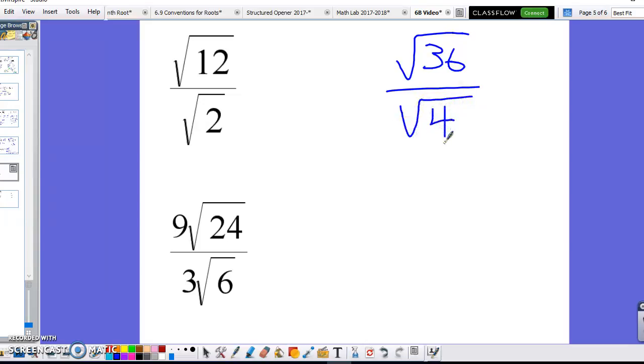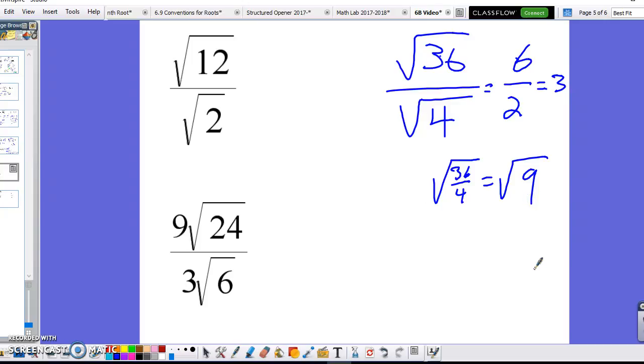Let's do this. Square root of 36 divided by the square root of 4, which is 6 divided by 2, which is 3. Right? Square root of 36, square root of 4, 3. Well, my rule is, as you remember from about a week ago, 36 divided by 4 is the square root of 36 over 4. So I need to do the square root of 9. Well, what is the square root of 9? The square root of 9 is 3.